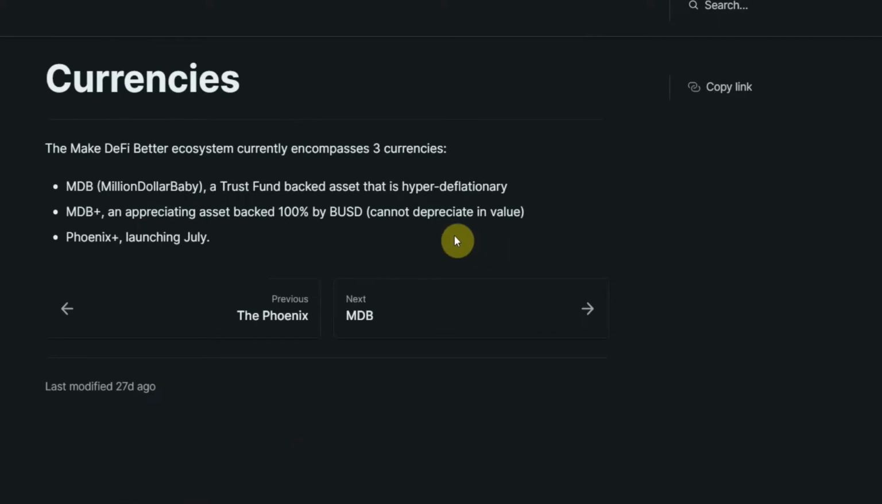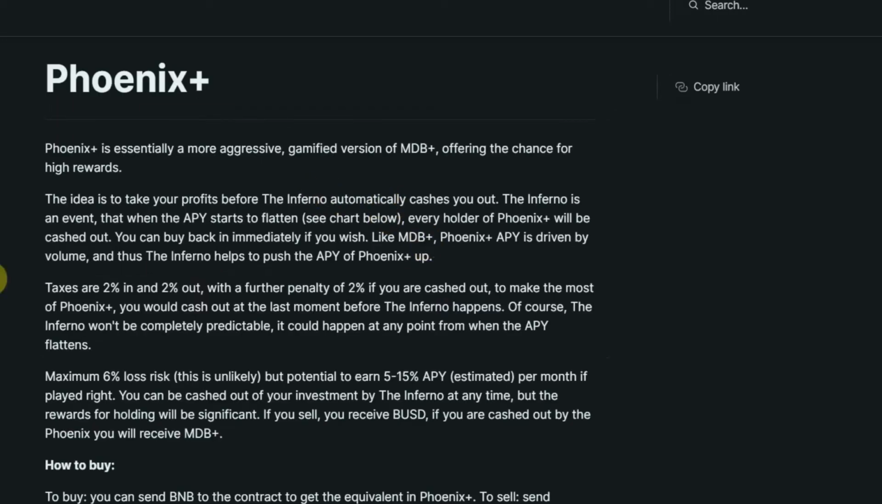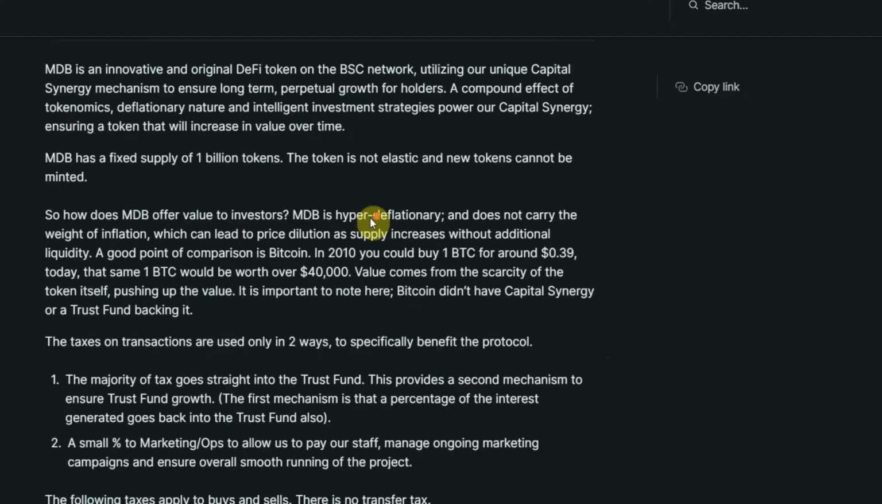So what are the currencies available under the ecosystem of MDB? So we have MDB, the Million Dollar Baby token, a trust fund backed asset that is hyperdeflationary. MDB Plus, an appreciating asset backed 100% by BUSD, cannot depreciate in value. Phoenix Plus, launching this July. So what is Phoenix Plus? Okay, we already know what MDB is.